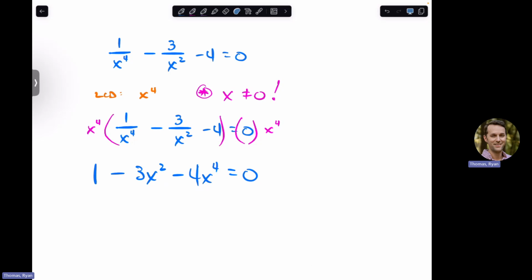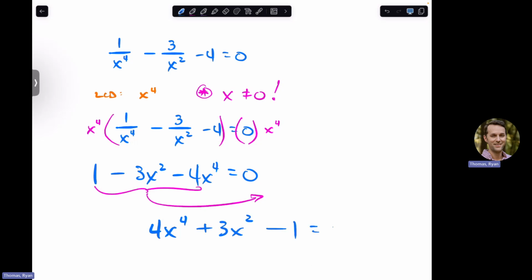So one way to solve this would be to start by rearranging stuff just to get them in descending order. It's sort of backwards right now. And I don't really want to have to deal with the negative coefficient here. So I'm going to move everything over to the other side and rearrange. So 4x to the fourth plus 3x squared minus 1 equals 0.